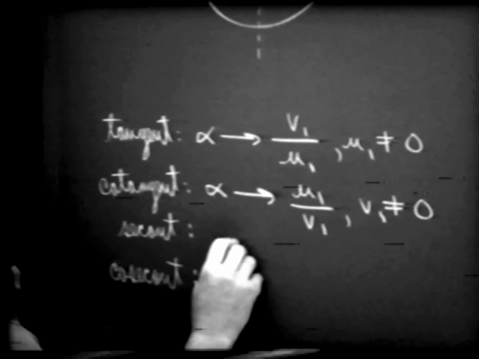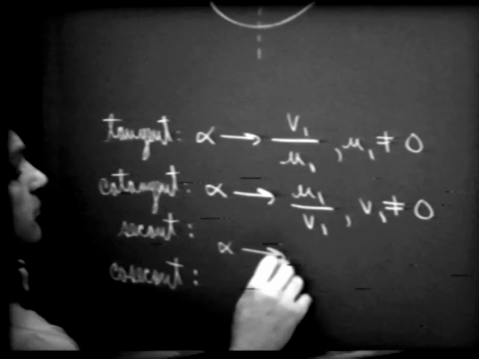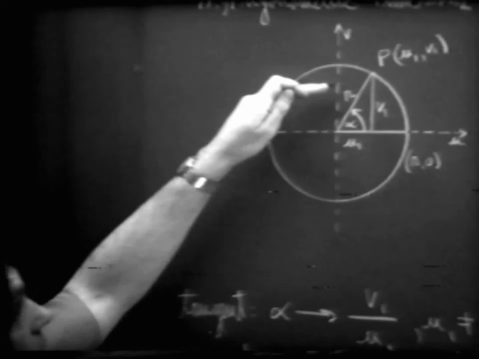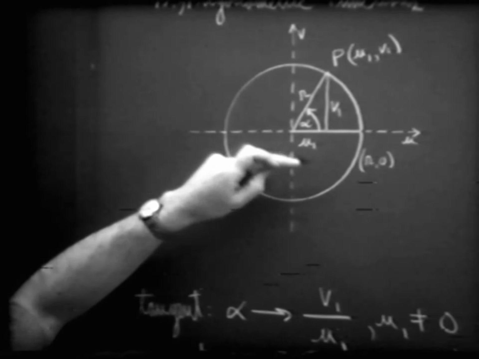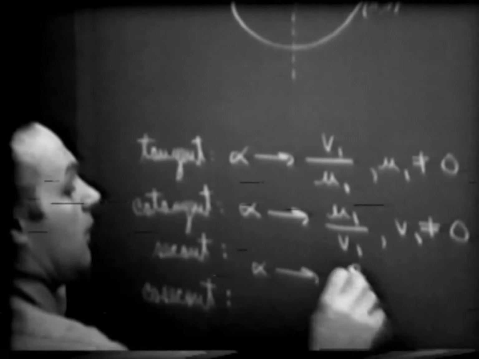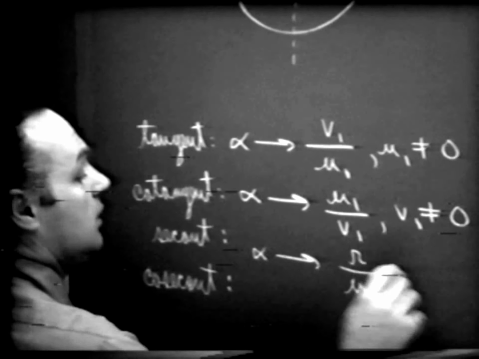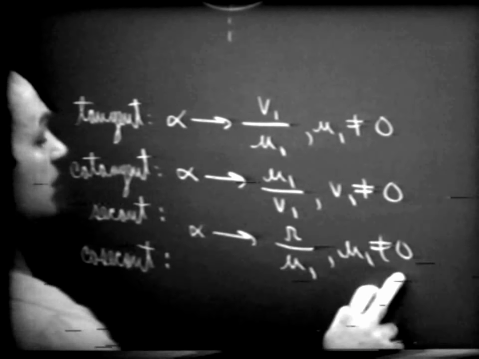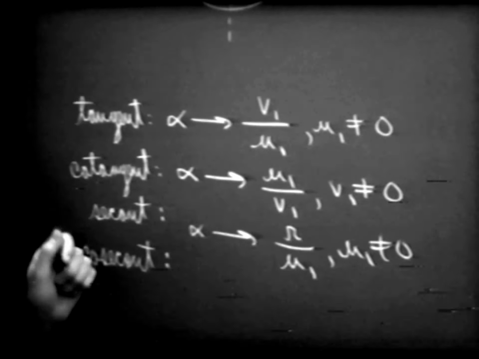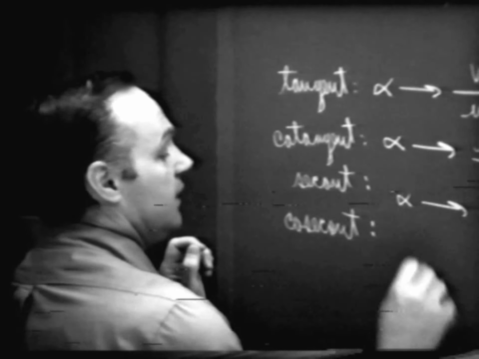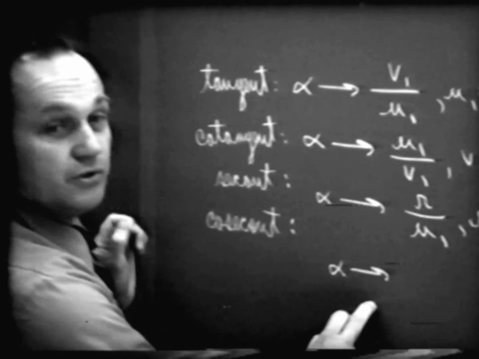And I will define that as an angle alpha mapped into, and the number that I would like to pick is going to be r divided by u sub 1. All right? With r divided by u sub 1, where u sub 1 of course is not 0. And finally, a fourth function I'd like to define is called cosecant, in which we'll take an angle alpha and map it into a number.